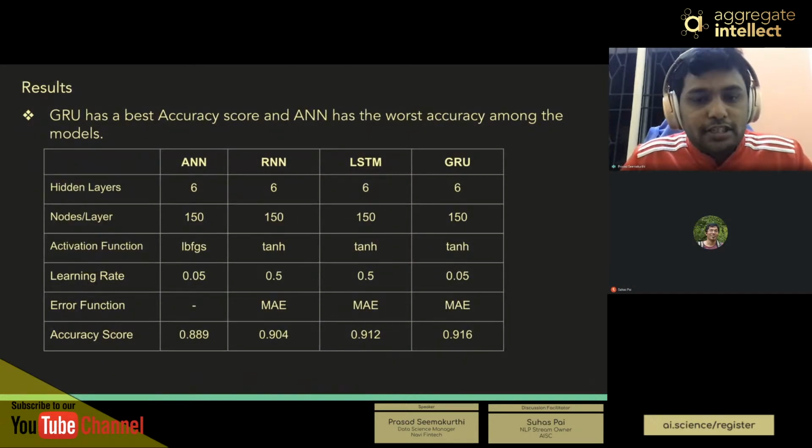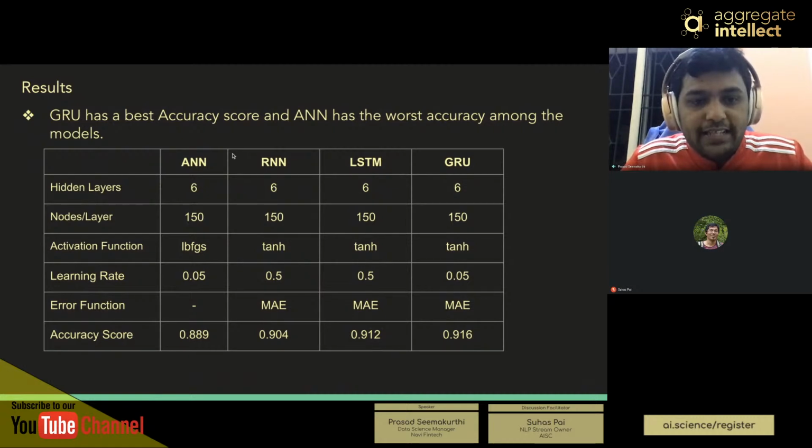The results of the experiment that the authors have done. This is the table that represents the results. Before we delve deeper into the results, let's look at the architecture of all the four, and the hyperparameters of all four different architectures.